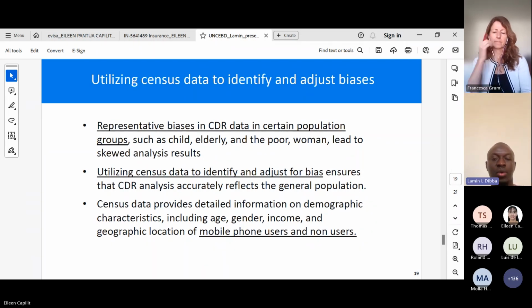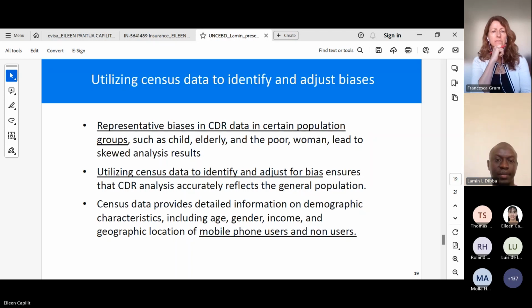So we included some questions in the census questionnaire to know how people are using their mobile phones. And we also want to know about those who are non-subscribers and how they are behaving. This is interesting because once you get this, you will be able to account for only mobile phone users and adjust for the biases in your CDR data.